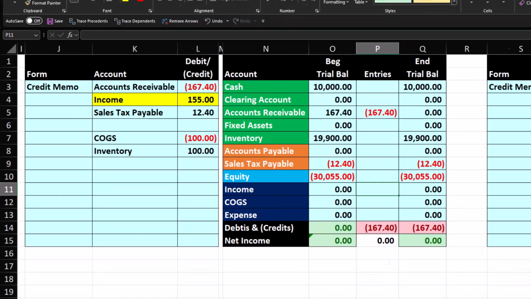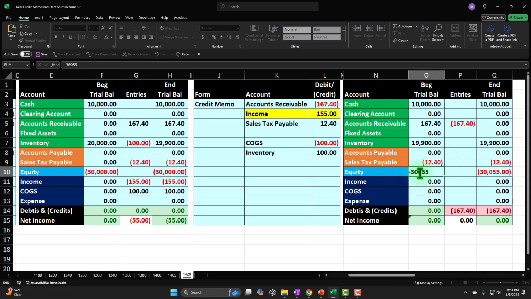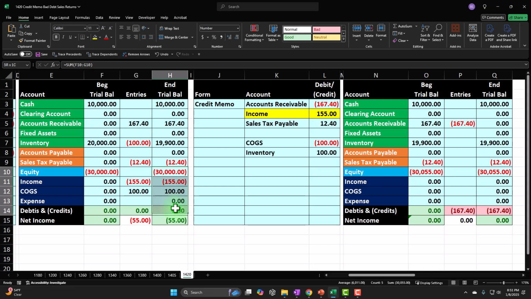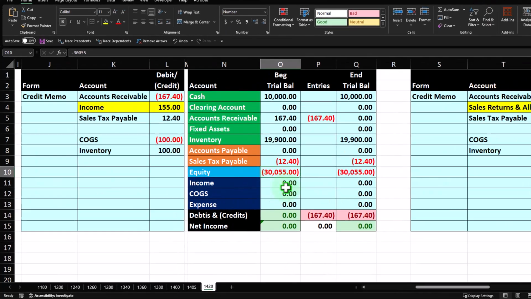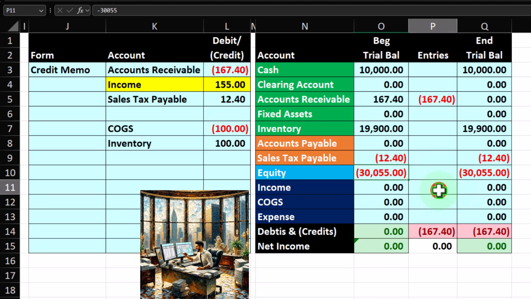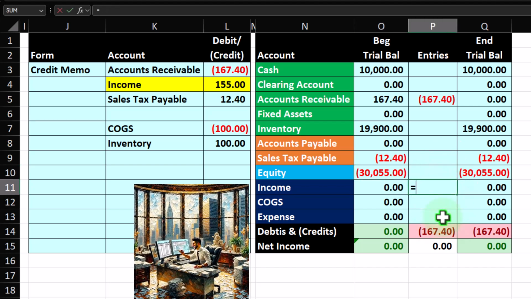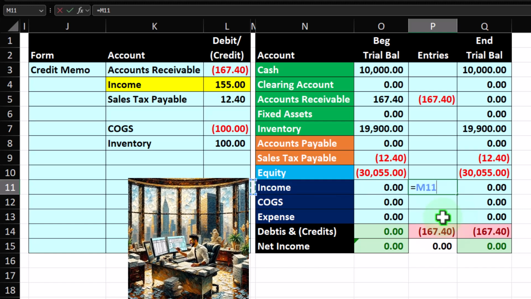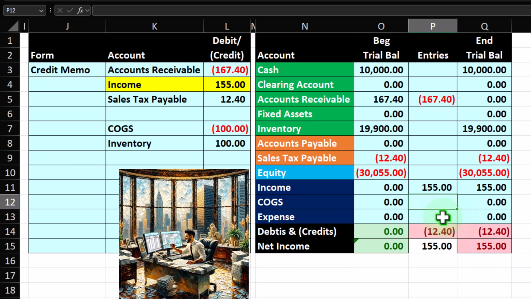Now, the income might have been recorded in a prior period and then has rolled into the equity section, which is basically what we're saying here, right? The income of that 30,055 is now in equity. So if the credit memo happened in the next period, the equity section would be reflecting it. And then we're going to say income is going to go down with the 155 on a debit.